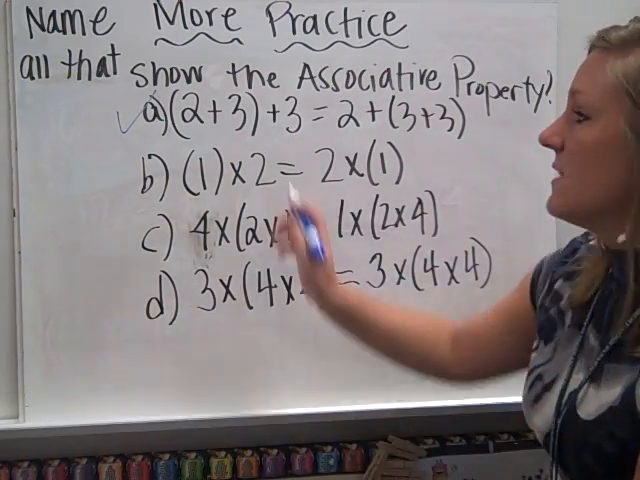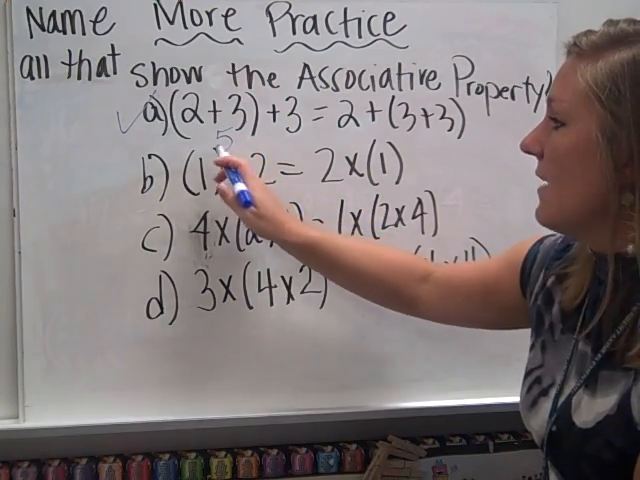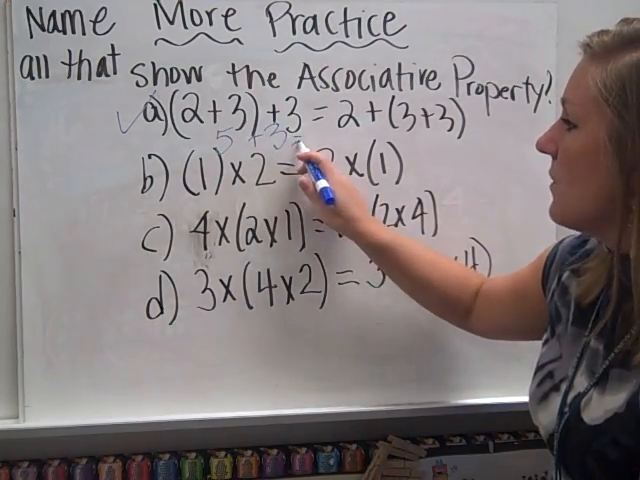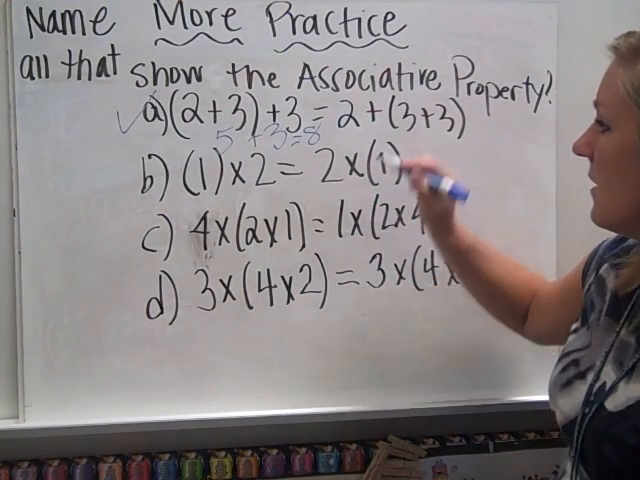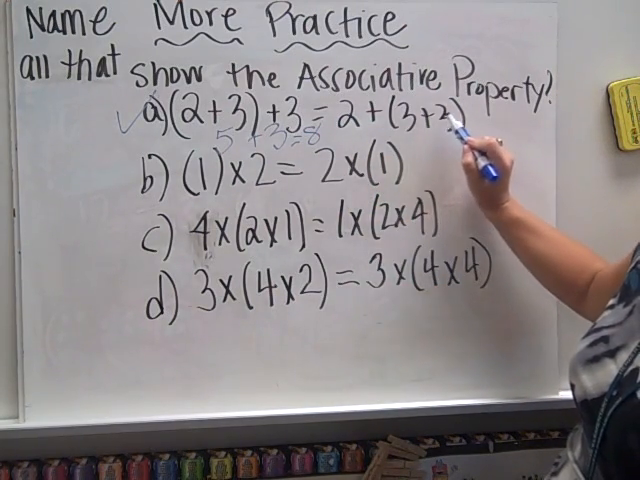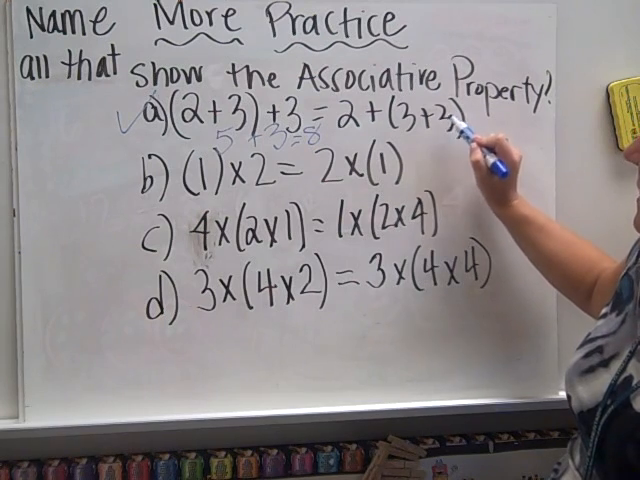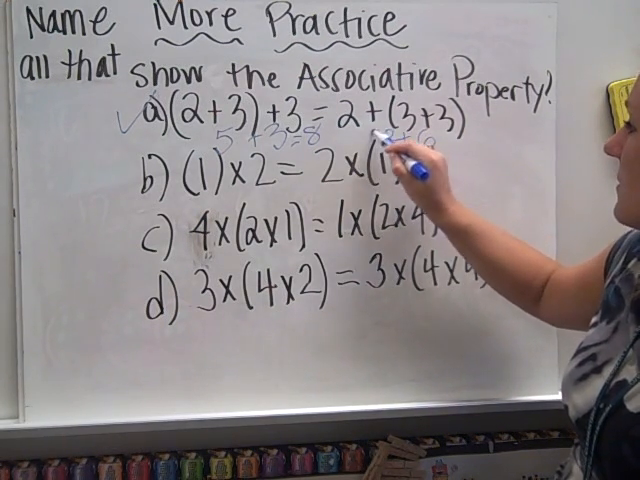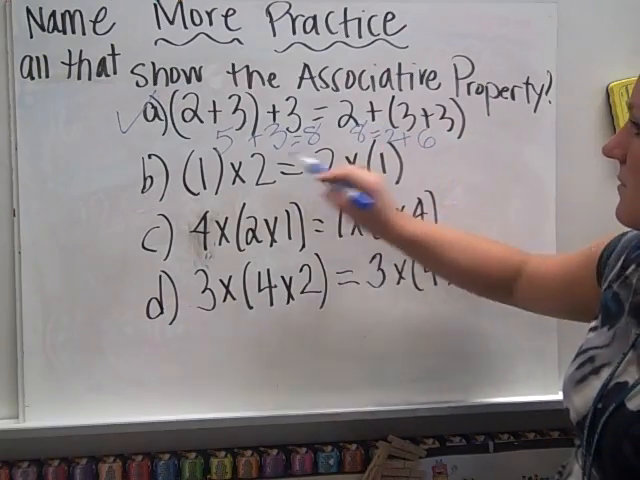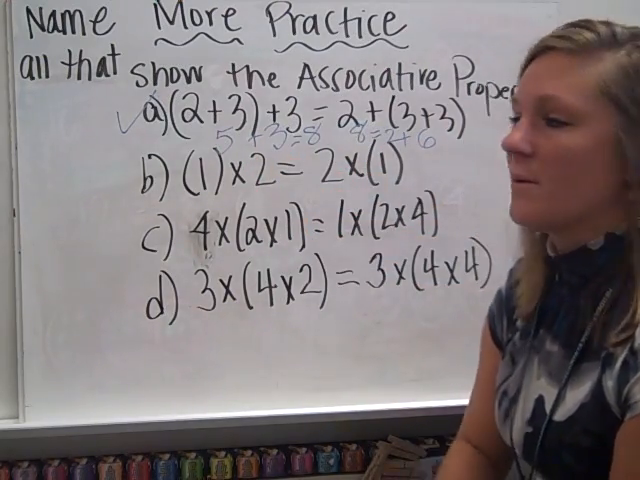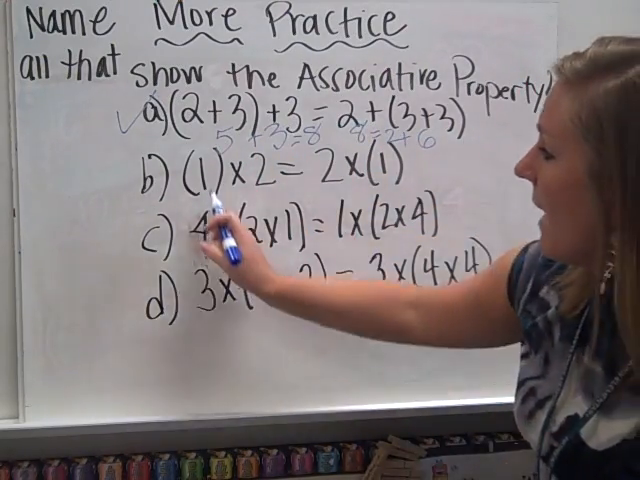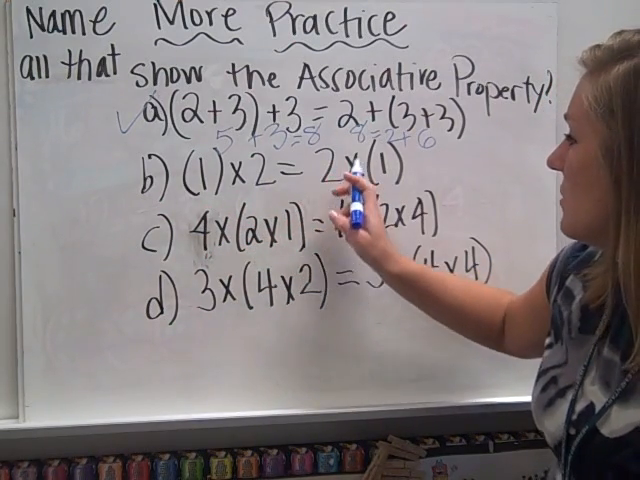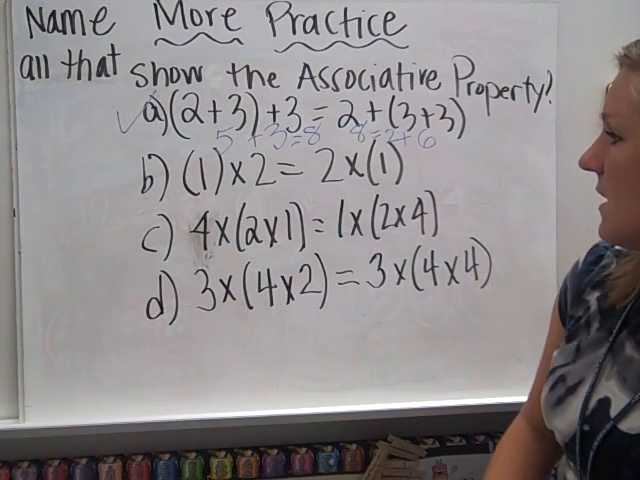If I checked this, 3 plus 2 is 5, doing parentheses first, plus 3 equals 8. And then 3 plus 3, because it's in parentheses, I have to do it first, is 6, plus 2 equals 8 as well. So there, I checked it. It does work. True. Now I have 1 in parentheses times 2 equals 2 times 1 in parentheses.